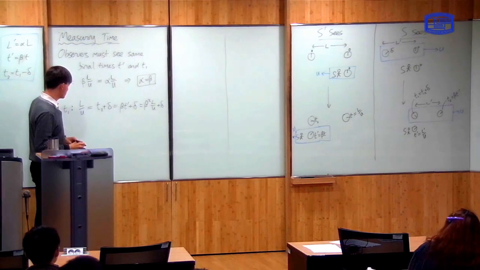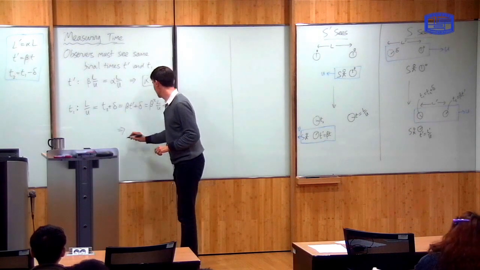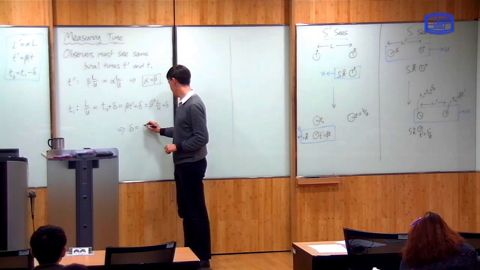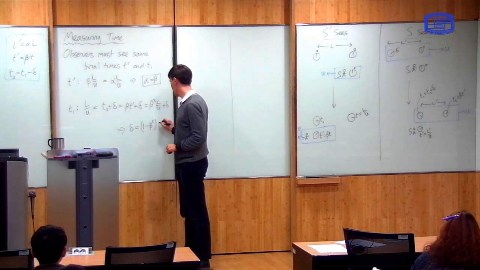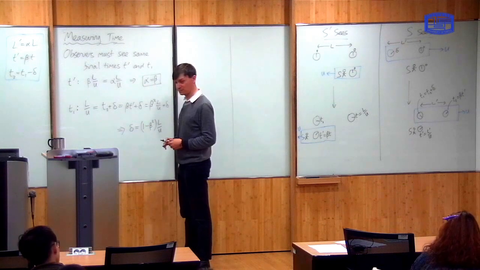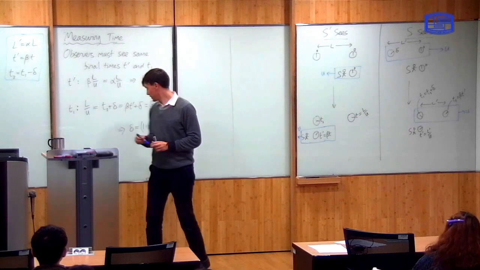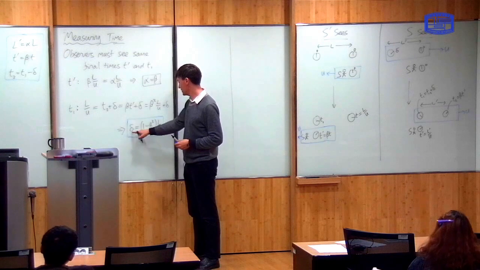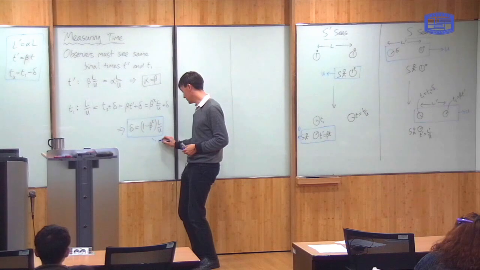So these two things must be equal. And therefore, I conclude from this that delta should be equal to 1 minus beta squared times L over u. Comparing these two, that's the second condition on these coefficients alpha, beta, delta. So we'll call this one equation B.